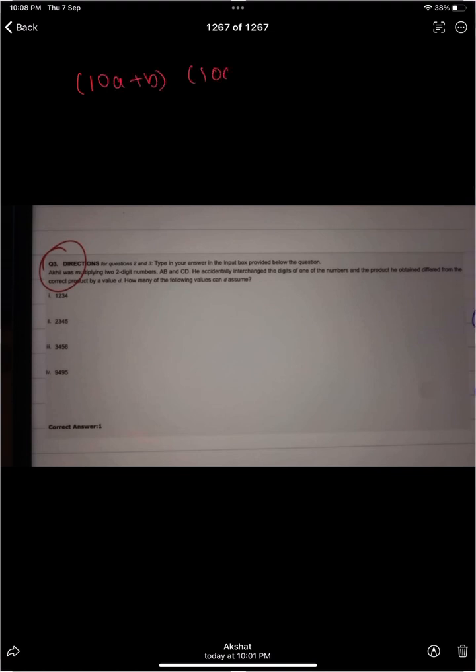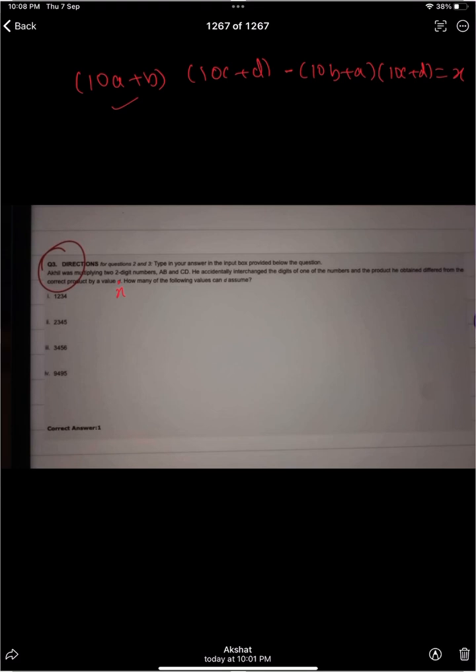Since this difference is also D, let us assume it to be X. I've changed this question's D as X. Now the product differed, so this was the original and the changed one will be, we'll suppose this number changed. So this will be (10B plus A) into (10C plus D), and the difference was equal to X. Now the question is, how many of the following values can X assume?